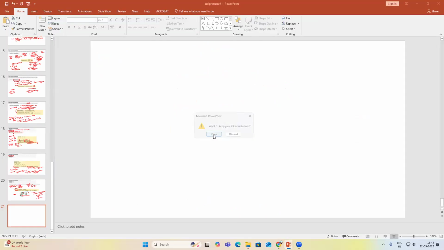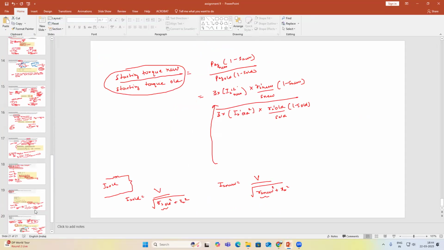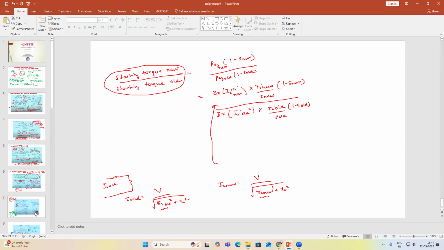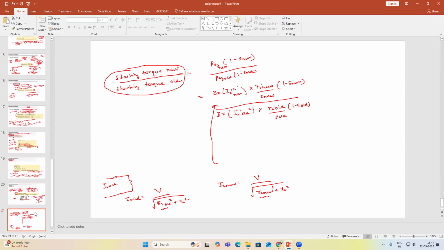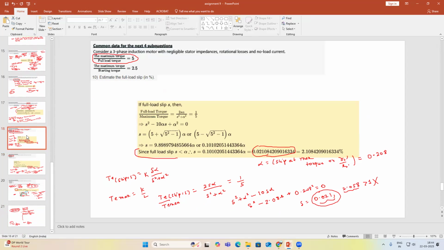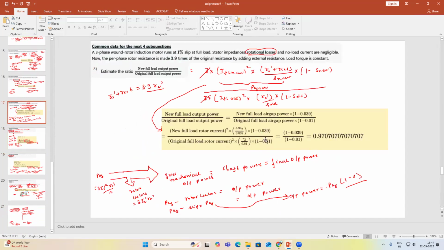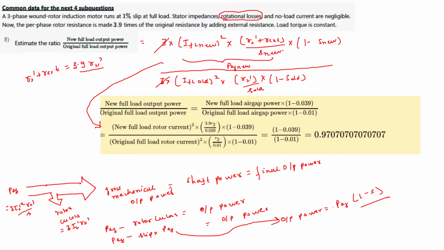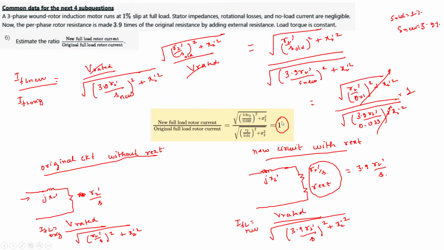Okay, so that is it. So if you have the eighth question, yes, it is exactly similar, correct. But here what happened is that the full load current and the new full load current value was the same. But here this R2 dash is now changed. Now this is not the same way.